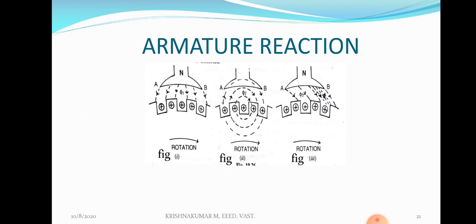Due to cross magnetization, the main flux is totally distorted. Due to this total distortion, sparking may be produced at the brushes. Thus there are two different effects: demagnetizing effect and cross-magnetizing effect. I think this topic is very clear. Armature reaction means the effect of armature flux on main flux. It has two different effects: demagnetizing effect and cross-magnetizing effect.